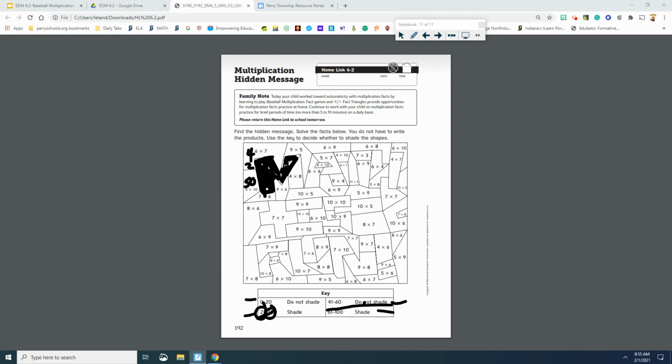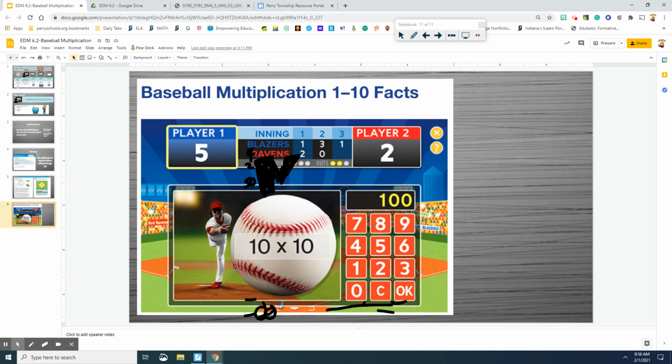Like I said, go through and find your answers, and then go through and do the shading. Make sure you're writing all of your answers to find the riddle here, or the hidden message. So you have your math boxes, you have your game, and then you have that home link where you're coloring.